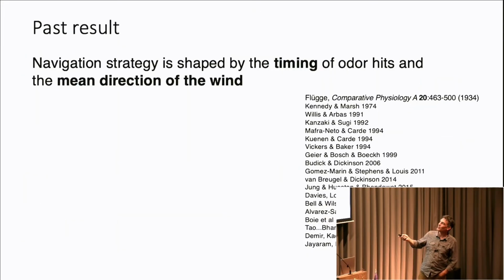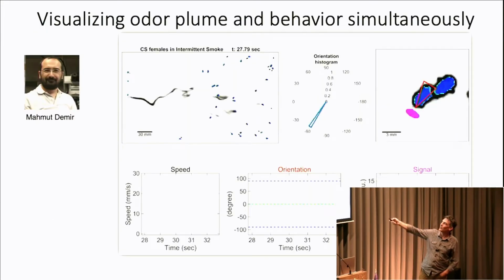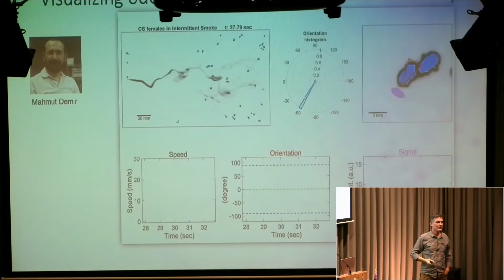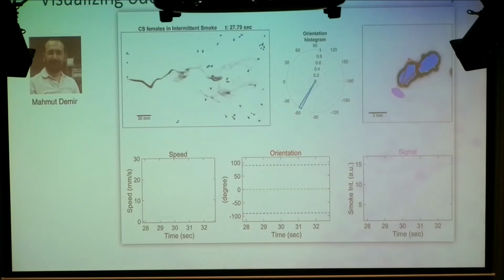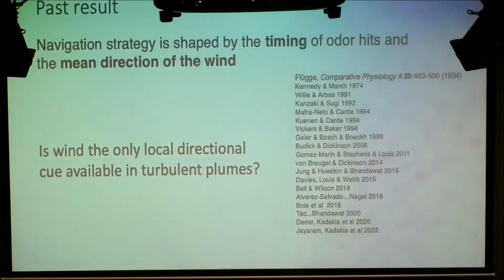we realized at some point that the flies seemed to know if they were on this side or this side of the plume. And we were like, how could they know that? We could not figure that out. And so we wondered if there was some other cue available that was not just the wind.